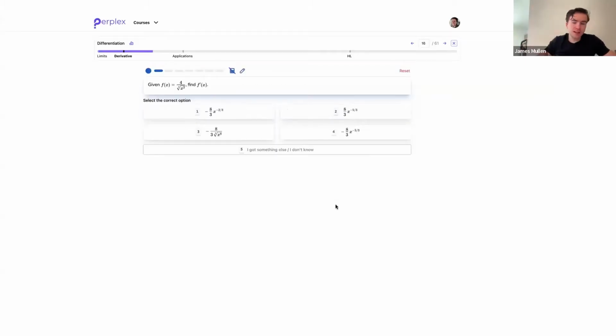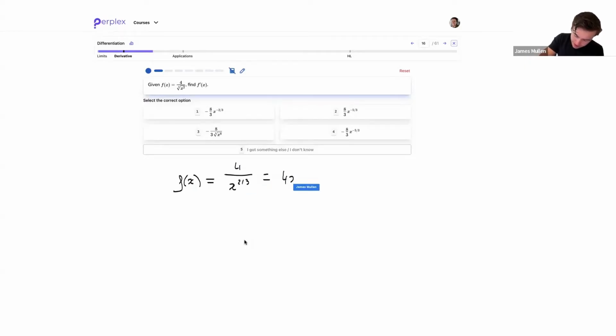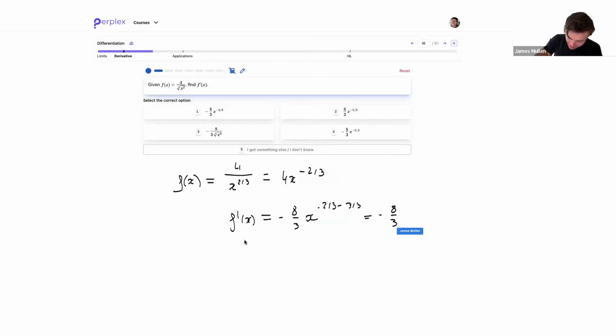All right, I'm going to give you 10 seconds to start thinking about this, and then I'll solve it. Okay, I think that's enough time. I have this nasty looking square root here, but I can rewrite that using my exponent laws, and I can rewrite this as 4 over x to the power of 2 over 3, and that becomes 4x to the minus 2 over 3. So when I differentiate that, I bring down the 2 over 3 and multiply it by 4, so I'm going to get a negative 8 over 3. I'm going to have x to the power of negative 2 over 3 minus 3 over 3, so negative 8 over 3 x to the negative 5 over 3.